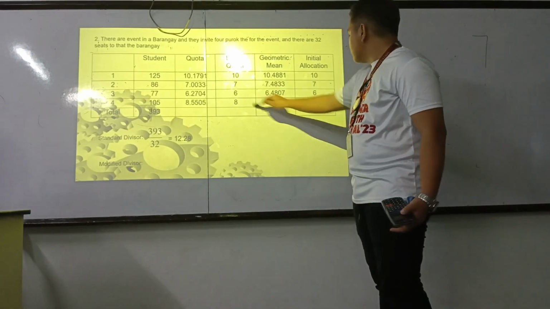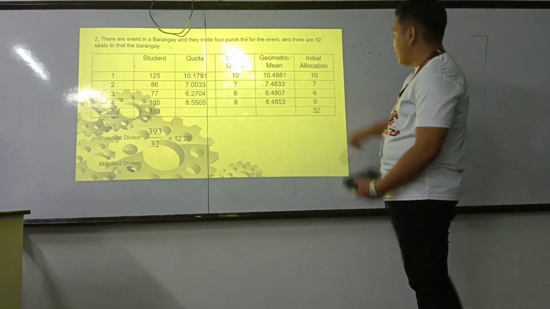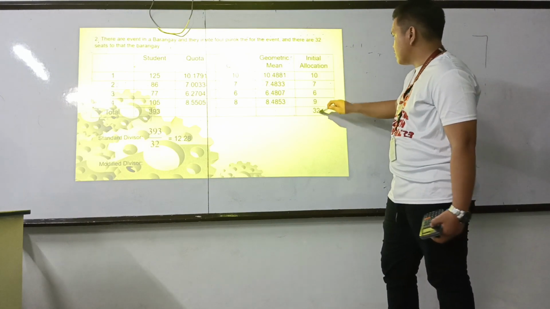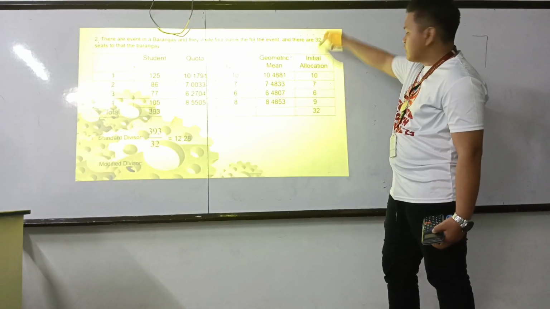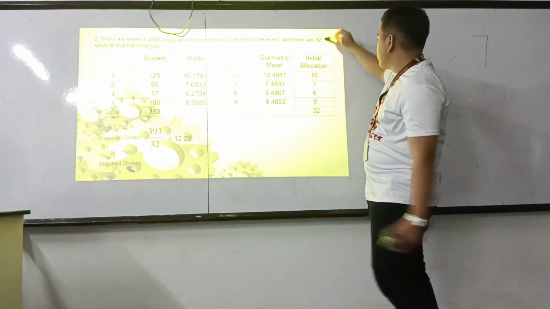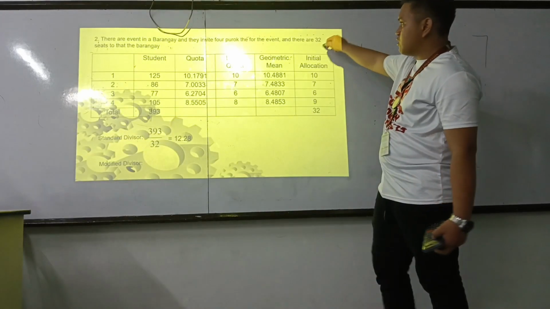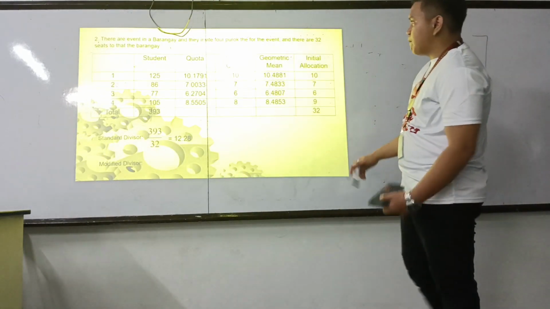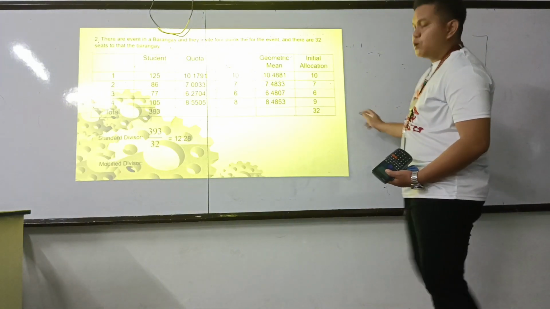Let's add 8 plus 1 equals 9. And add this: 10 plus 7 plus 6 plus 9 is 32. So we have the correct situation because it is 32 and 32. That's correct. And let's proceed to the third example.